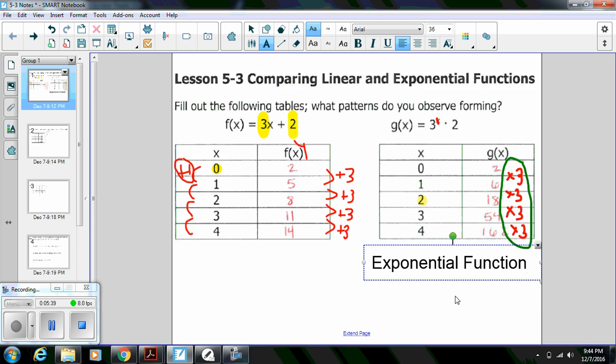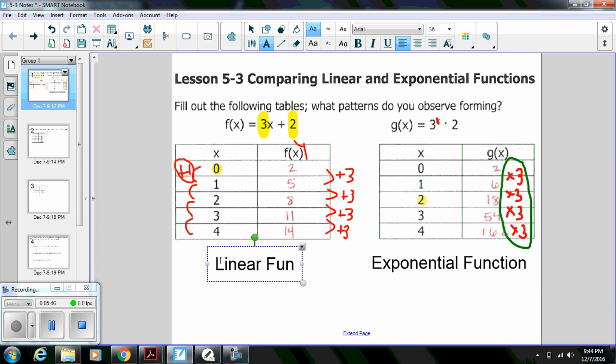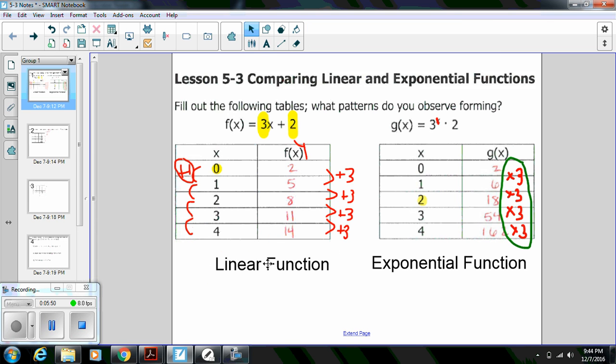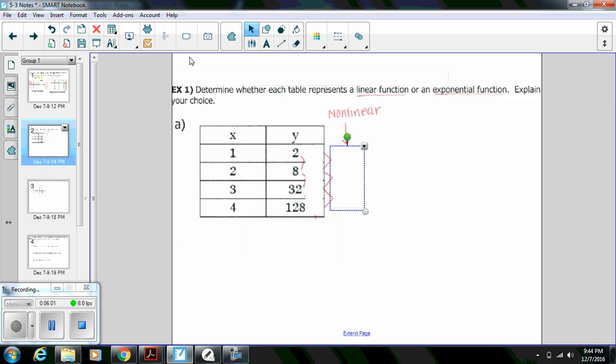Oops. An exponential function. The first one we had was a linear function. So some of the differences: a linear function has a constant rate of change, an exponential function has a constant multiplier. All right, on to our next example.